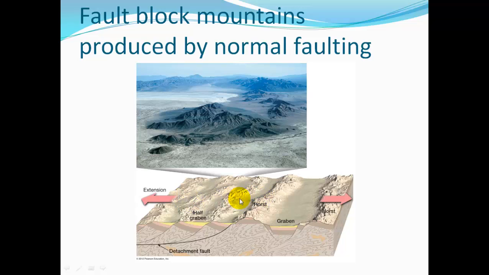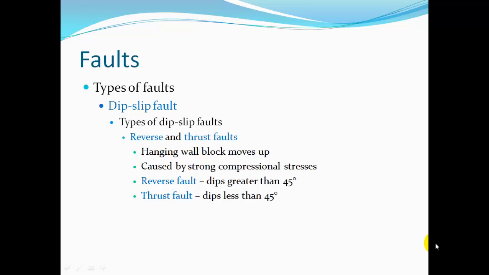The rock here is being pulled this way and this way, and in between, where we have the downward hanging walls, we have our valleys, and then in between we have our ridges. Horst is the name of the mountain, the ridge, and graben is the name of the valley. So horst and graben is also the name of terrain, just like fault block mountains.